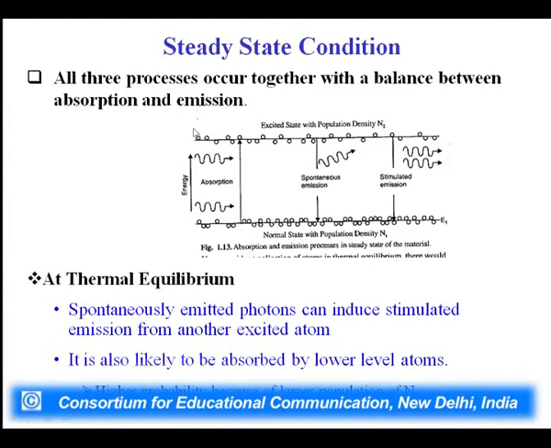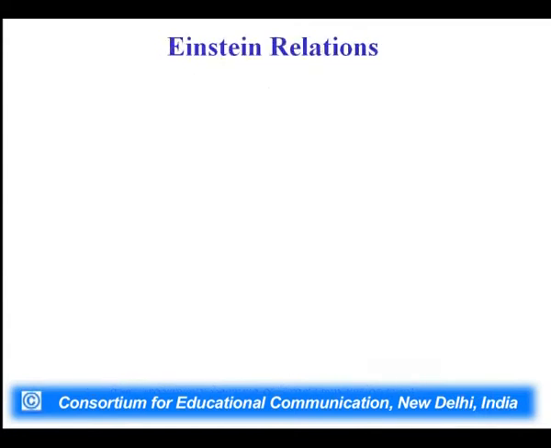Here this process is the absorption, atoms excited to the higher state by getting some energy, and then it spontaneously comes to the lower state by releasing some energy which is not coherent. And then when we stimulate the atom at the higher level, the stimulated emission takes place by releasing the extra energy. At thermal equilibrium, a spontaneously emitted photon can induce stimulated emission from another excited atom. It is also likely to be absorbed by the lower level atoms, with higher probability because of the larger population N1.